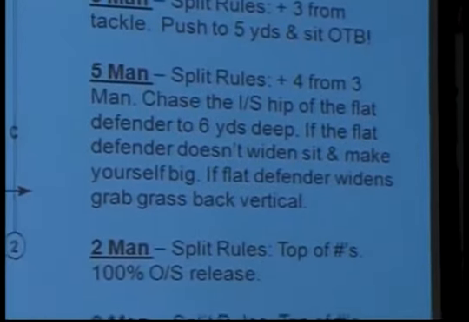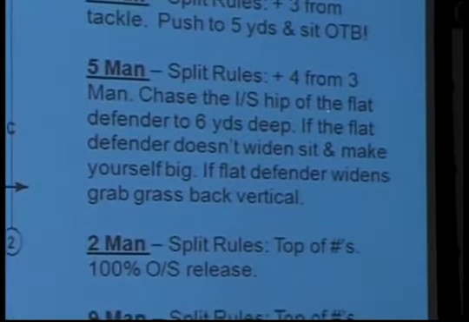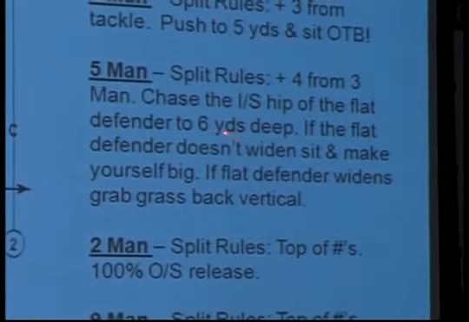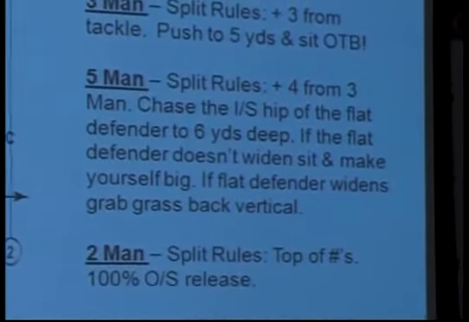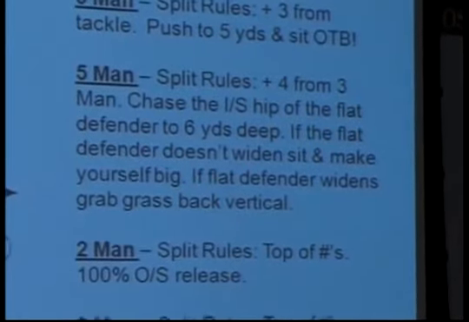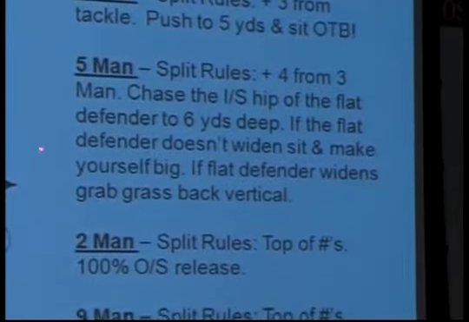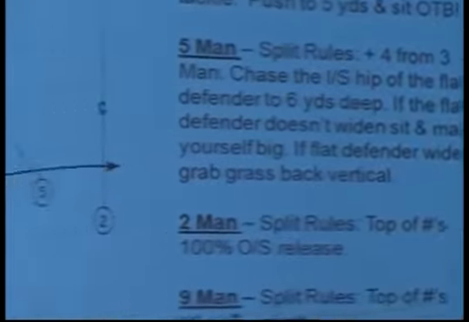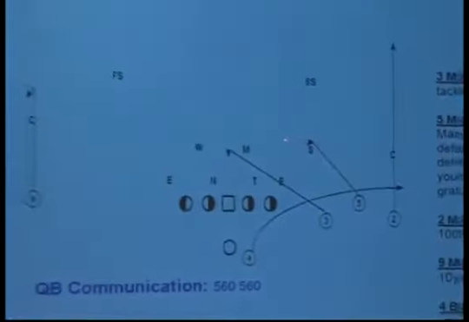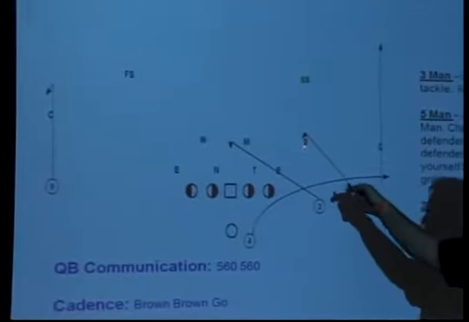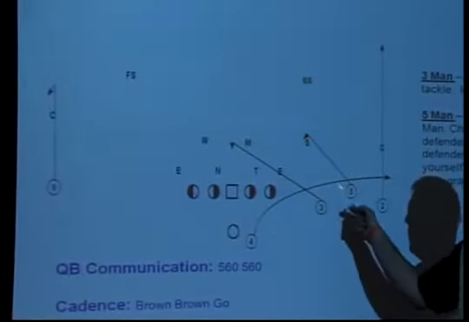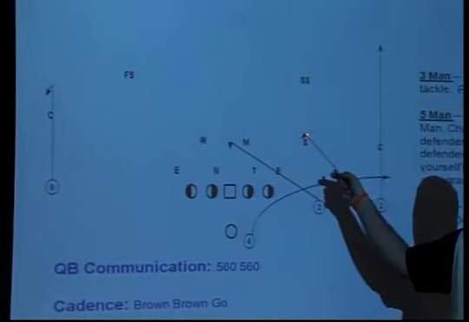Again, you're the guy running the spacing route. You're chasing the inside hip of that flat defender to 6 yards deep. If the flat defender doesn't widen, if he stays there, then you're going to sit and make yourself big. If the flat defender widens, then you're going to grab grass and get back vertical and set. Okay? If the safety here, or if the Sam linebacker brings pressure, then we're right now. Expect the ball right now.